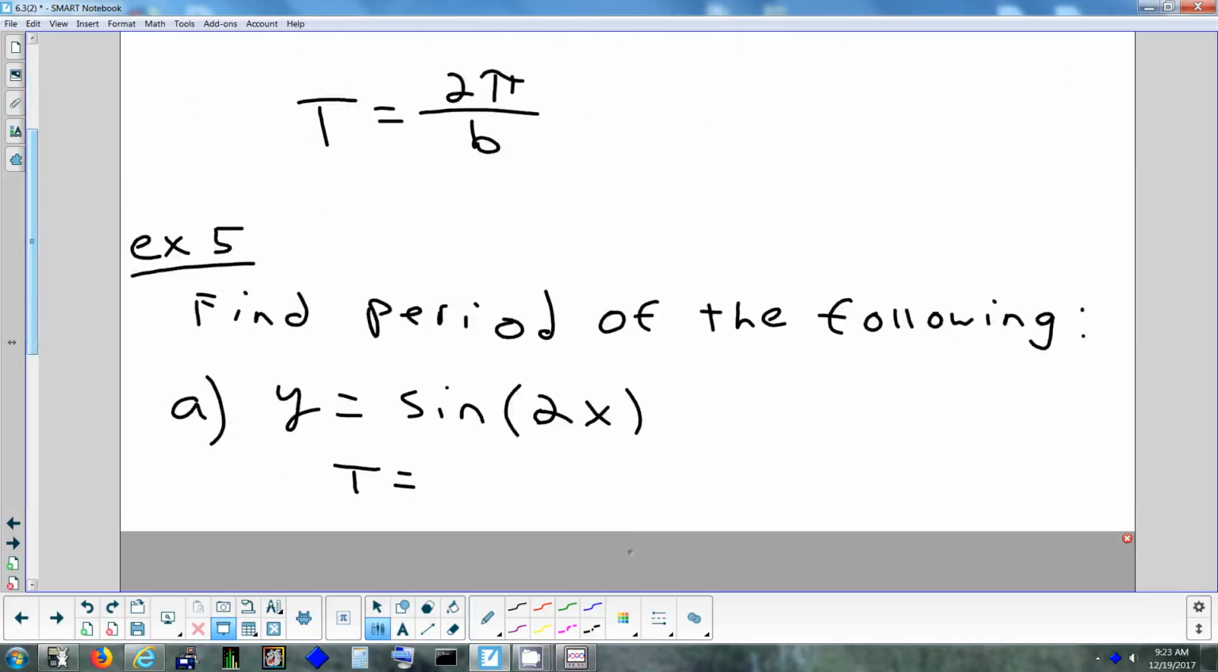Okay, so the first one is sine 2x. What's going to be the period of sine 2x? Okay, pi. It's going to be 2 pi over 2, which is pi. So what that means is the graph is going to have to go from 0 to pi to do its full cycle. It doesn't have to go all the way to 2 pi anymore. You've compressed this by a factor of 2.